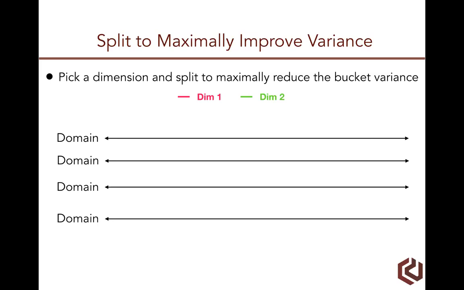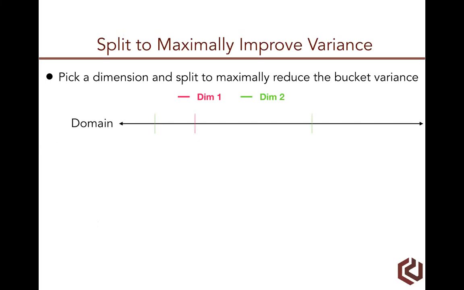to maximally reduce the bucket variance, right? That variance that I showed you about, that non-homogeneity within a bucket, we pick one of the dimensions and we find a cut that maximizes the benefit, right? Maximally reduces that variance. So we go here, let's pick a dimension, let's cut this guy over here. Let's go over here, pick a dimension, cut this guy over here. Let's go over here, pick a dimension, cut this guy over here.